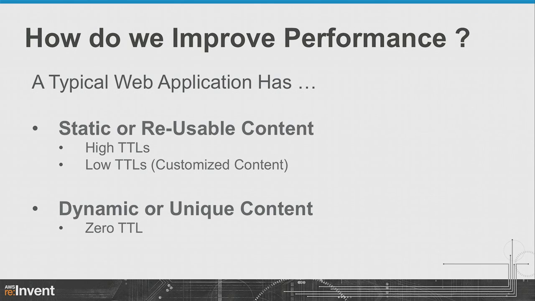So how do we improve performance? Well, before we get to that, let's talk about the typical anatomy of a web application. There's two major categories. There's static content, and there's dynamic content. Static content is something that most people are familiar with. This content typically has high TTLs. You also have some form of static content that has low TTLs. And then there is dynamic content, which is typically objects which have 0 TTL. That means it's not cacheable.